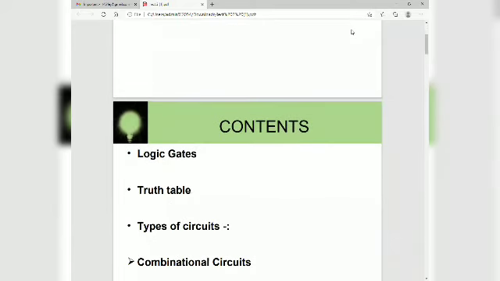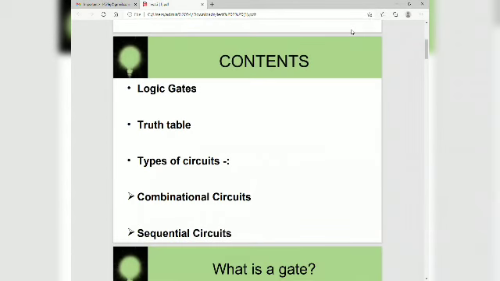So the content of this lecture is logic gates, truth table, types of circuit. The circuit has two types. First type of circuit is combinational circuit and second type of circuit is sequential circuit.